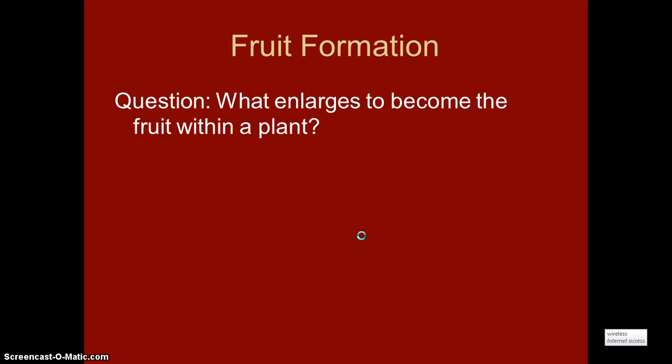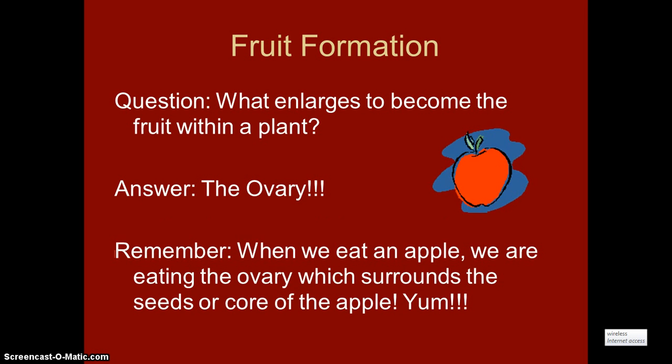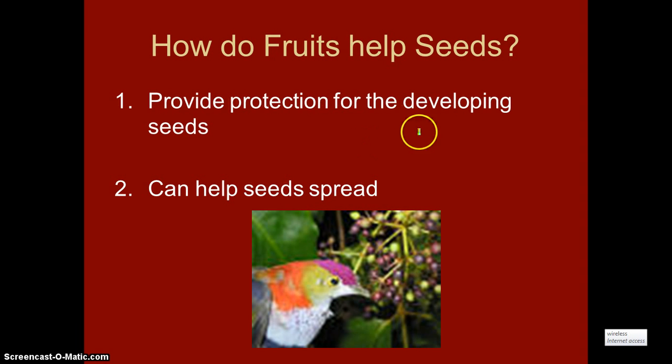So what's interesting here is what enlarges to become the fruit within a plant. So when we look at an apple, let's say, what is actually that fruit? Believe it or not, it's the ovary of the plant. So when we're eating apples, yes, that's true. We are eating the ovary of a plant. So how do these fruits then help seeds? Well, first and foremost, if you look at the inside of an apple, it provides protection. And it also can trick animals, much like us, to eat those fruits and then spread the seeds.